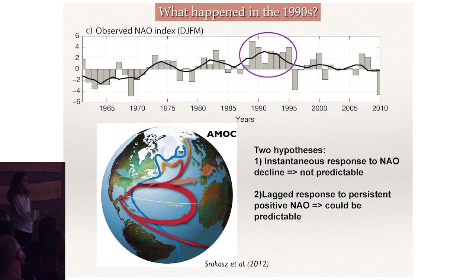which means when we initialize our model at the right time before this 95 event, we are able to initialize the ocean state such that it is preconditioned and gives this increased heat transport a few years later. So the AMOC itself is not necessarily predictable, but if we initialize our system at the right time, then with its memory it is able to produce these shifts after a few more years.